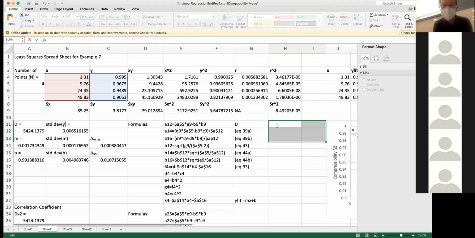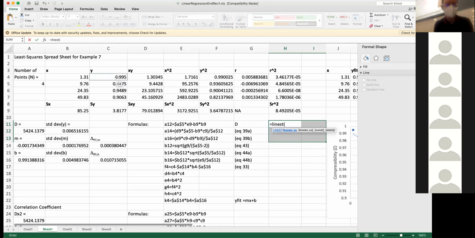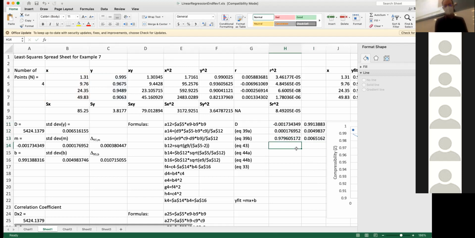Okay, that didn't work. What am I doing wrong? Let me try this one more time. Okay, that time it worked. I believe in the newer version of Excel, you don't have to hit Command Shift Enter. You can just enter LINEST, and it'll come up with all these parameters.